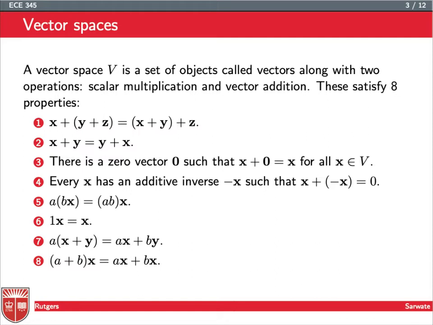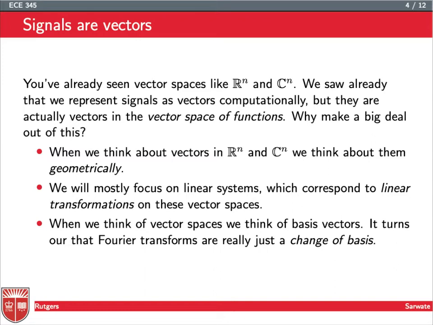Now, we saw in the way that we had dealt with things computationally that discrete time signals are just vectors in MATLAB, so they're kind of already vectors. But real signals may be infinite in length, so how do we deal with that? How do we define a notion of what a vector is there? We've already seen vector spaces like n-dimensional real space, or maybe n-dimensional complex space if you have a complex signal of length n. So why are we making such a big deal out of talking about signals as vectors? Because we think of these signals as vectors in a vector space of functions, or a function space.